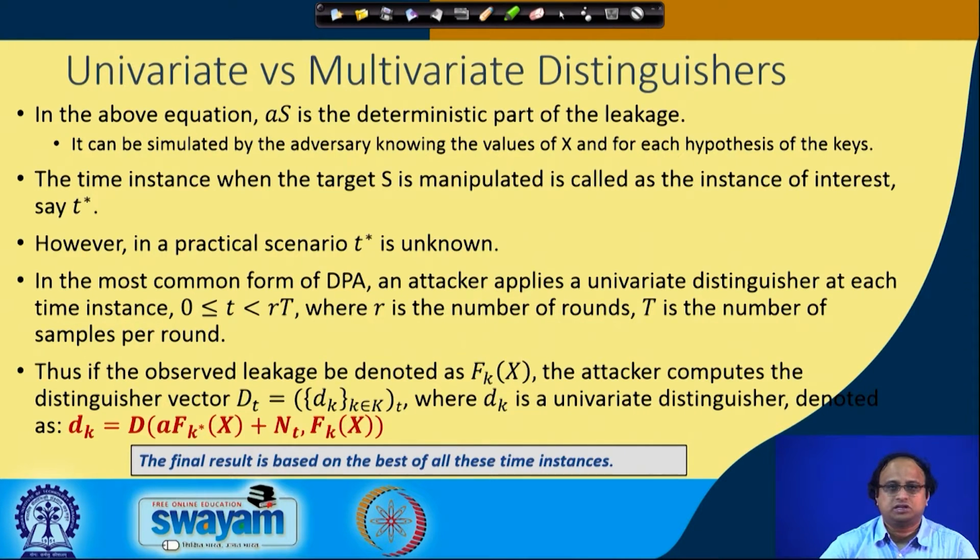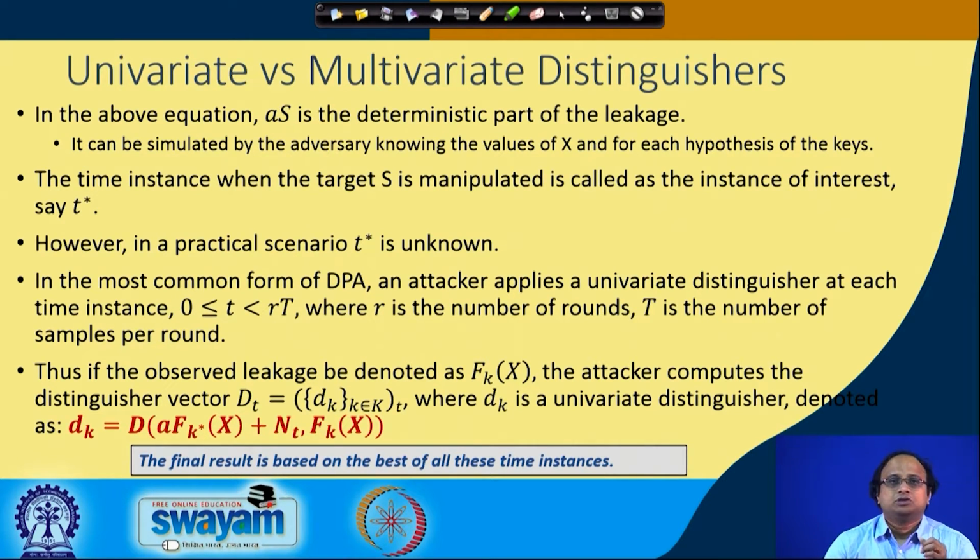Now let us understand what is meant by these two terms. In the above equation, AS, as I said, is the deterministic part of the leakage. It can be simulated by the adversary knowing the values of X and for each hypothesis of the key. I am basically guessing a portion of the key. For example, as we have seen, there could be 256 possible guesses of a part of the AES key when we are guessing, say, the 10th round byte, and we can simulate this portion.